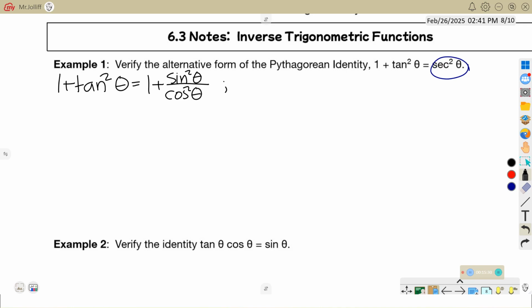Ooh, very good. We use that Pythagorean identity. Sine squared theta plus cos squared theta equals 1. Last time we were solving for cos. Now I'm solving for sine. I want to get sine by itself. Subtract. Very good. We're going to subtract that cosine from both sides, which is going to give us sine squared theta equals 1 minus cos squared theta.